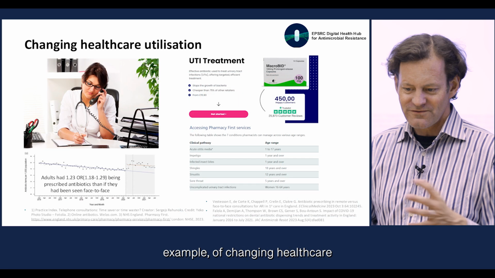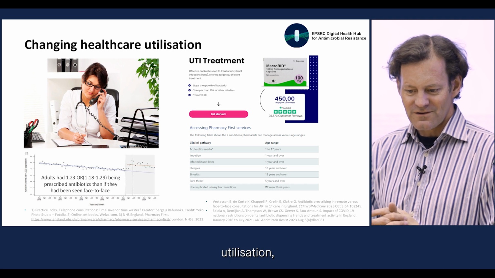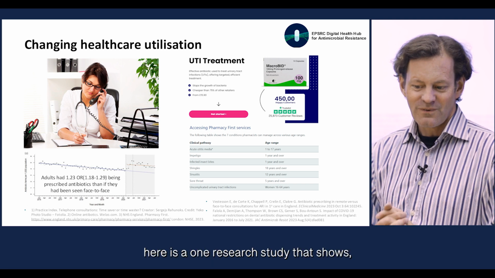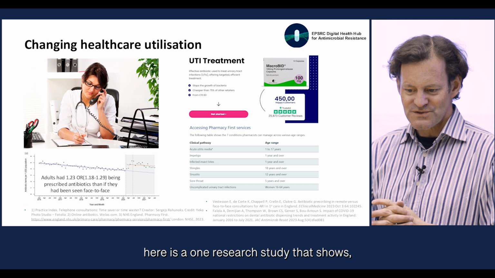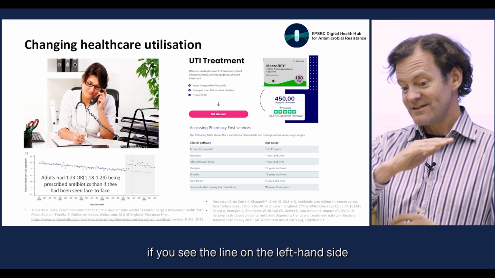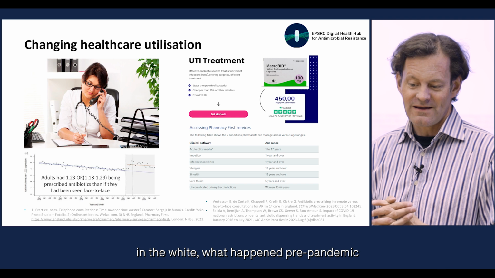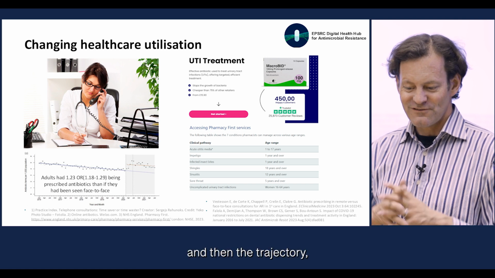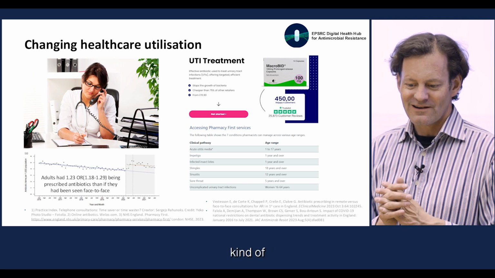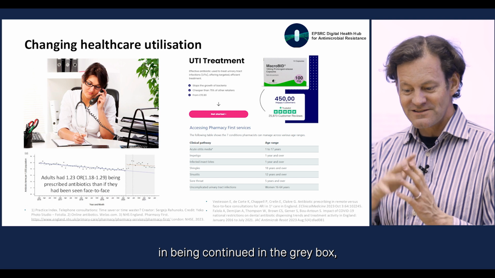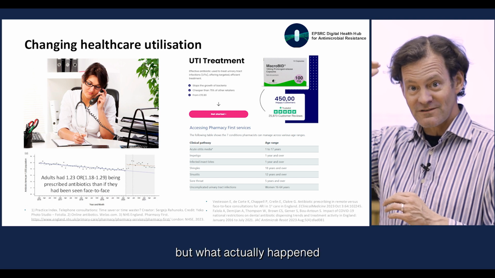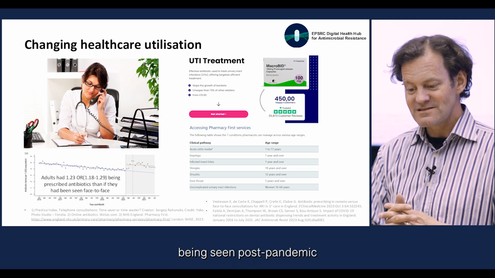If we give one example of changing healthcare utilization, here is one research study that shows, if you see the line on the left-hand side in the white, what happened pre-pandemic, and then the trajectory, kind of what would have happened if it had continued, in the grey box, but what actually happened with the elevation being seen post-pandemic.